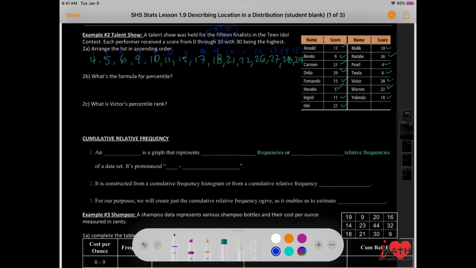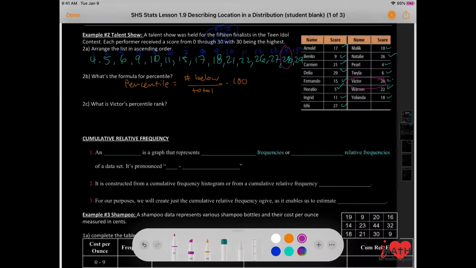Perfect. Okay, then what's our formula for percentile? Just look above. If you guys haven't been practicing in math, you should always write down the formula. Number below over the total times 100. Okay, so let's figure out where Victor's at. Victor is 28th.